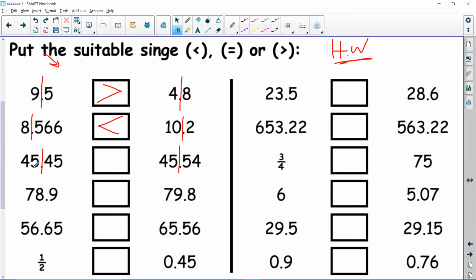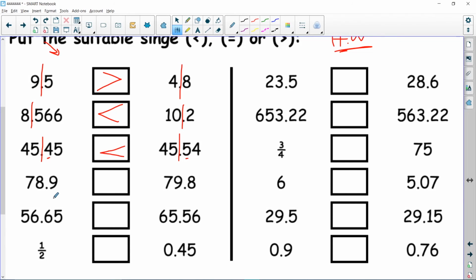45 and 45, they are equal. Then I will look on the first digit from the right, 4. And the first digit from the right, 5. Who's the greater, 4 or 5? 5. I will cut from the decimal point. 78, 79. Who is the greater? 79.